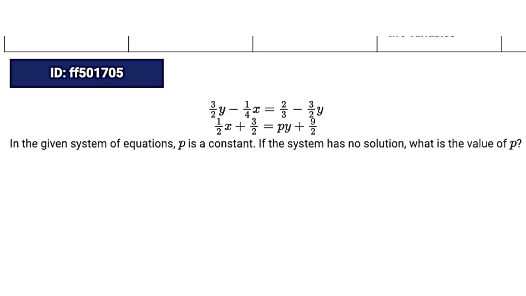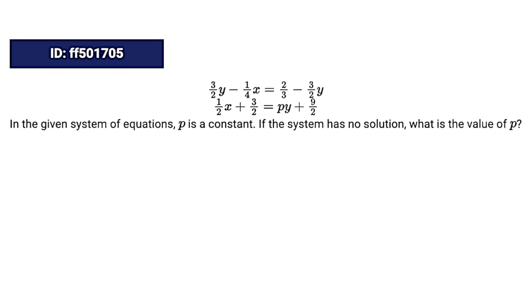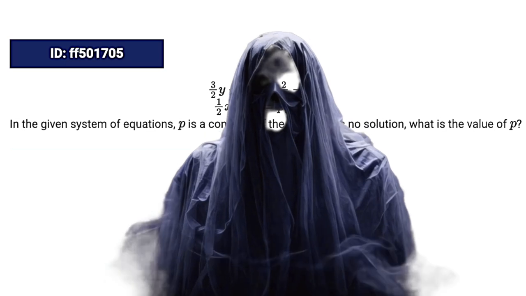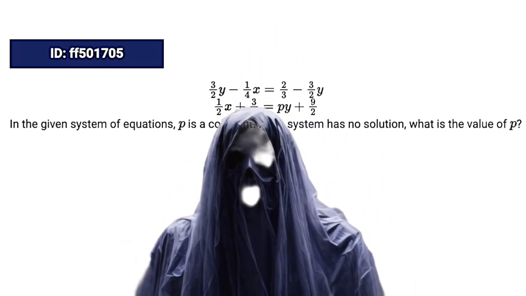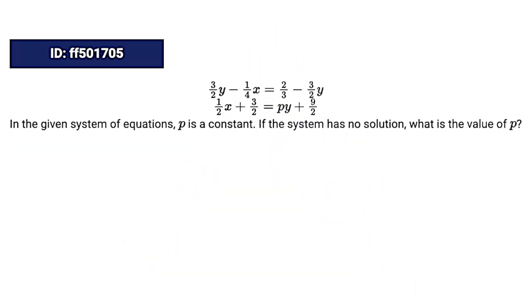Okay. So this next question is what I would call a nightmare. This is absolutely terrifying looking. I hate it. There's fractions, there's a constant. So let's try and figure out what's going on here. Main question says, if the system has no solution, what's the value of p? So let's start with that.